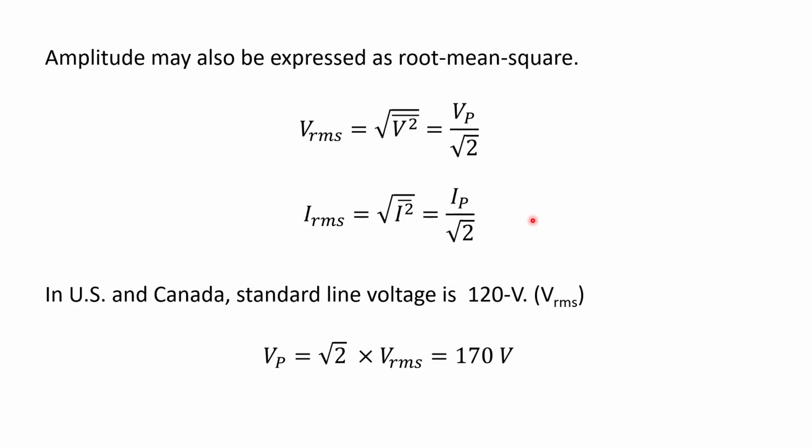So in the United States and Canada, standard line voltage is 120 volts, and that's actually the root mean square. You can do the calculation from those equations up at the top, and you can see that the peak voltage is actually 170 volts. But because it's swinging between 170 volts and 0, the more useful term is the 120 volts, the root mean square.